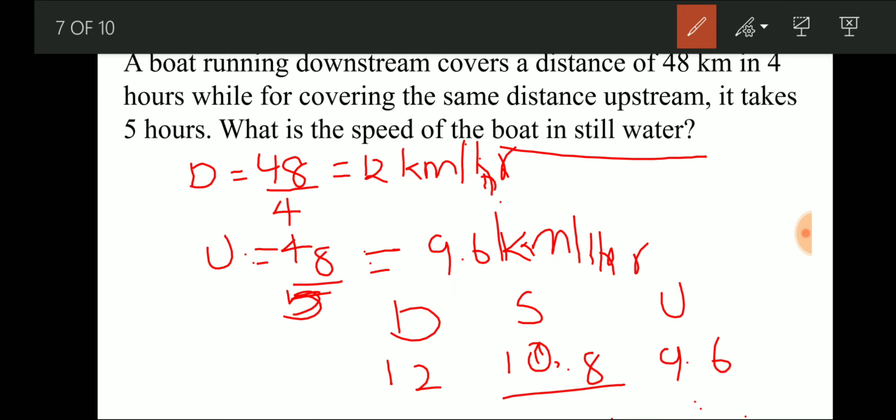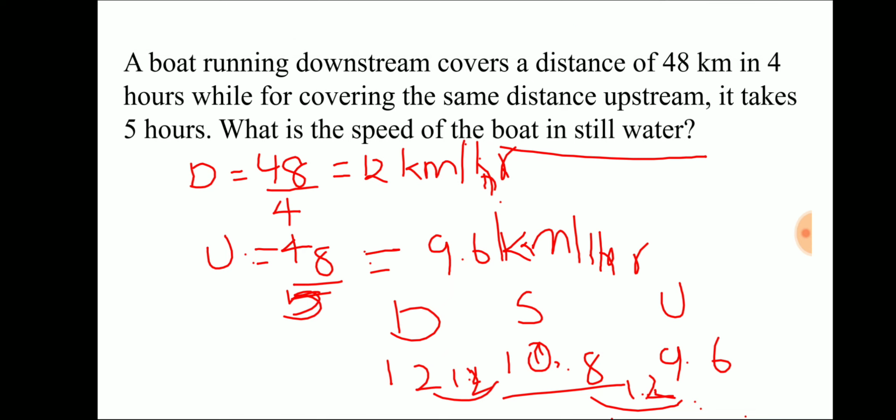The difference between 12 and 9.6 is 2.4. The mid value would be 1.2. 1.2 subtracted from this gives the upstream speed, and 1.2 added gives the downstream speed. So the stream speed will be 1.2 kilometers per hour. A very simple technique. So, next question.